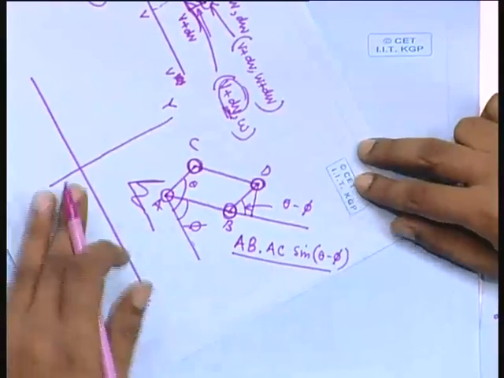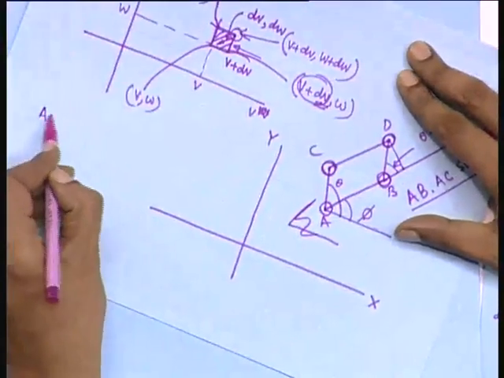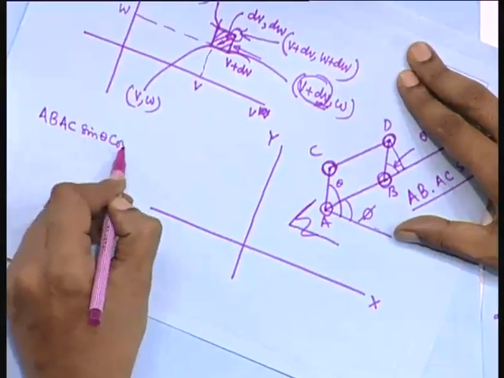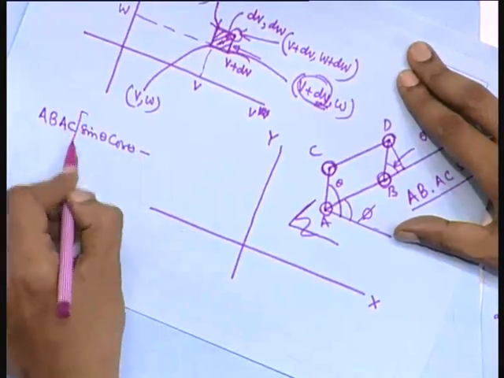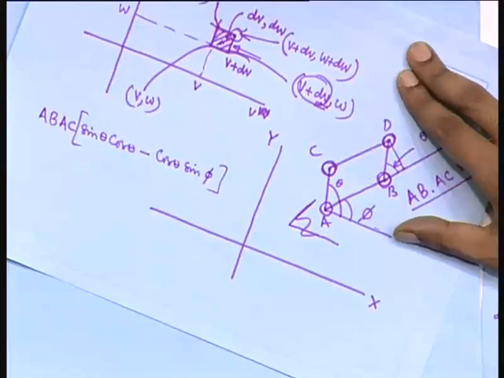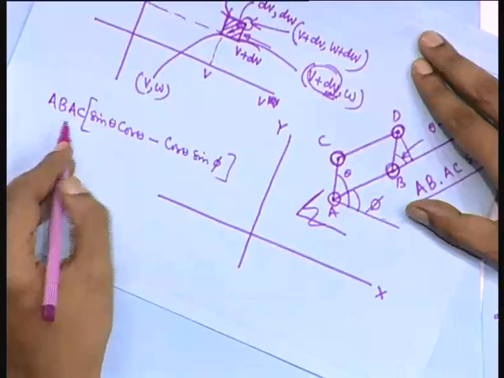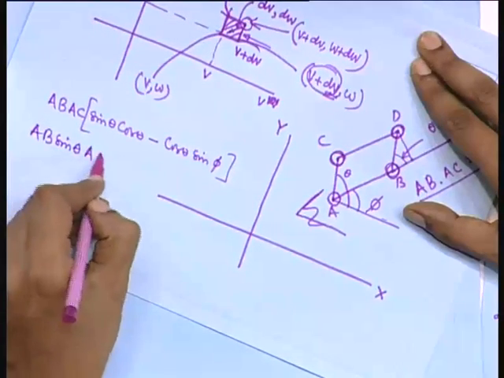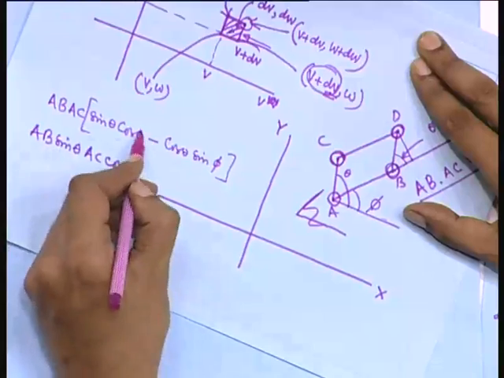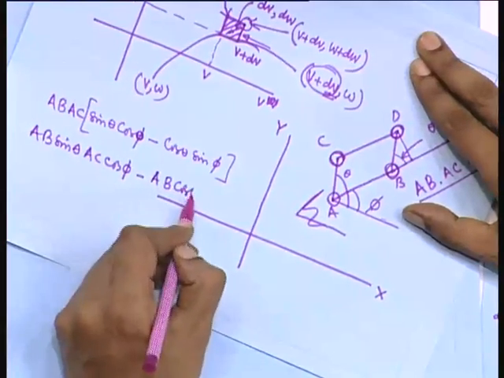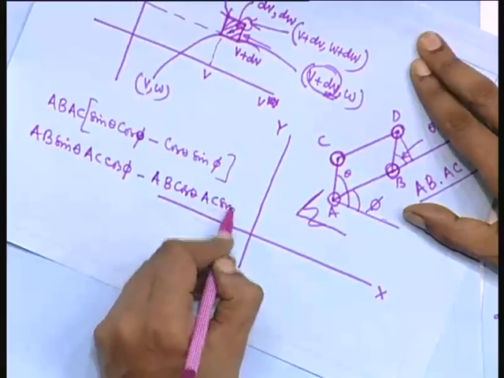So now, sine of theta minus phi is what? It is AB into AC into sine theta cos phi minus cos theta sin phi. So now you can say that it is AB sin theta into AC cos phi minus AB cos theta into AC sin phi. Like this you can.